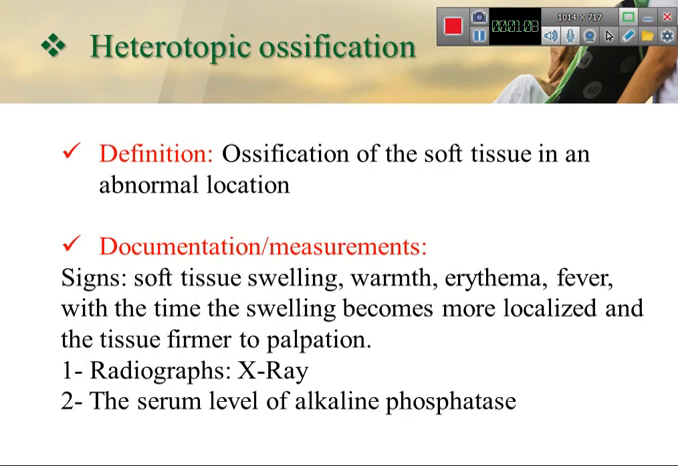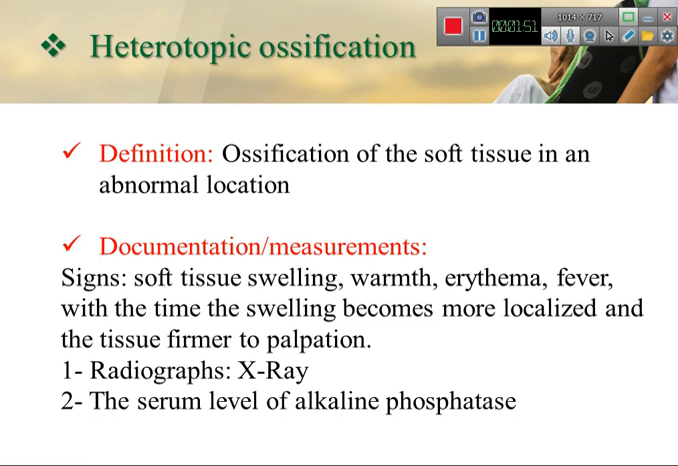Here, we talk about heterotopic ossification. What is heterotopic ossification? When we have ossification in the soft tissue in an abnormal location, we call it heterotopic ossification. When we want to talk about its documentation and how we can measure it, we have some signs. We have soft tissue swelling, warmth, erythema, fever, and as time goes, the swelling becomes more localized and the tissue becomes firmer to palpation.